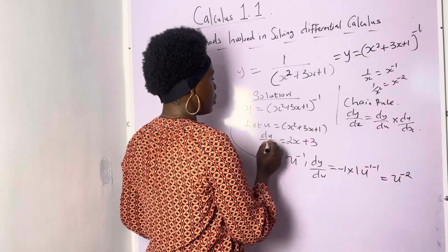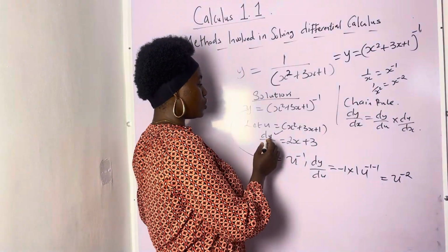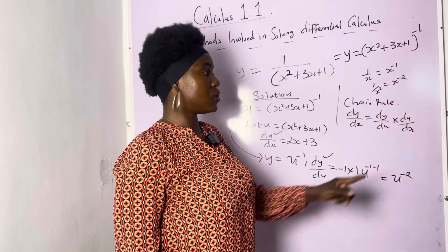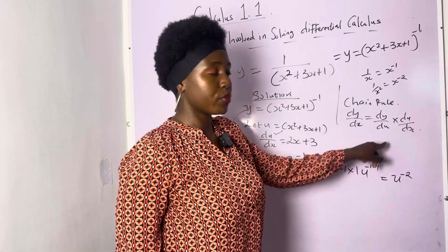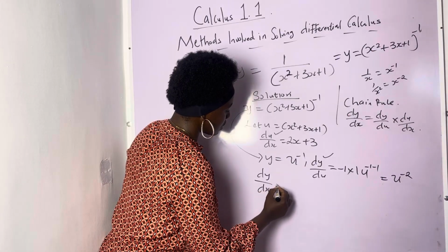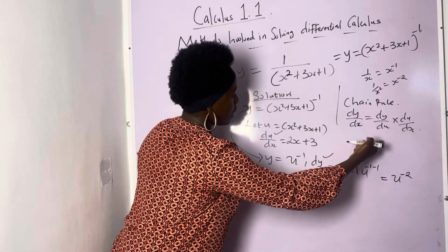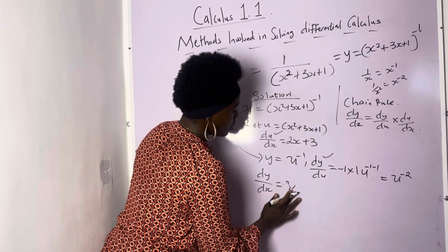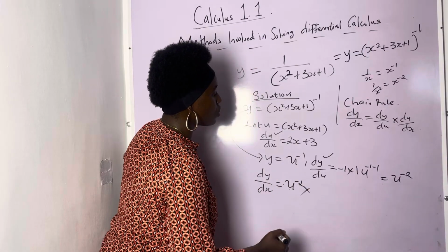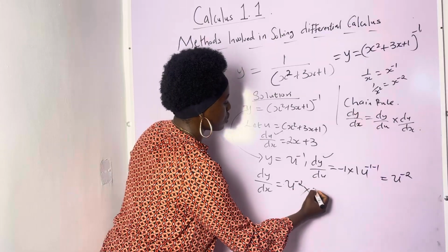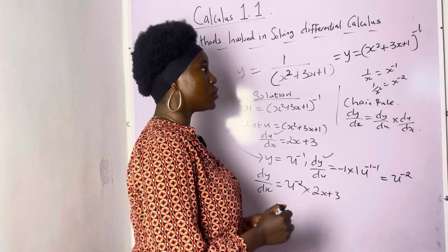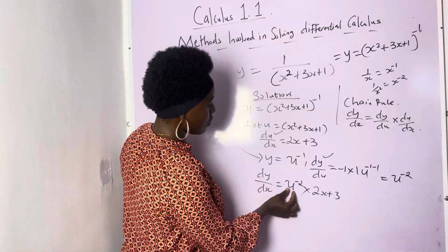Now we know what our du/dx is and what our dy/du is. We simply put these values into the formula of the chain rule. So dy with respect to dx is simply dy/du, which is u to the power of minus 2, times du/dx, which is 2x plus 3.